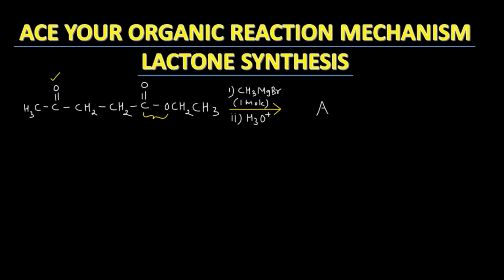If you see here, this carbon is the alpha, this carbon is the beta, and this carbon is the gamma. So at the gamma position you have the ketonic group, so you may call this compound a gamma keto ester. These are very important starting materials in the synthesis of lactones, cyclic esters.